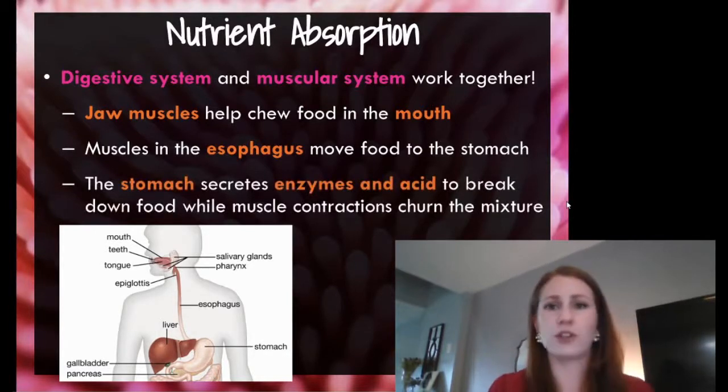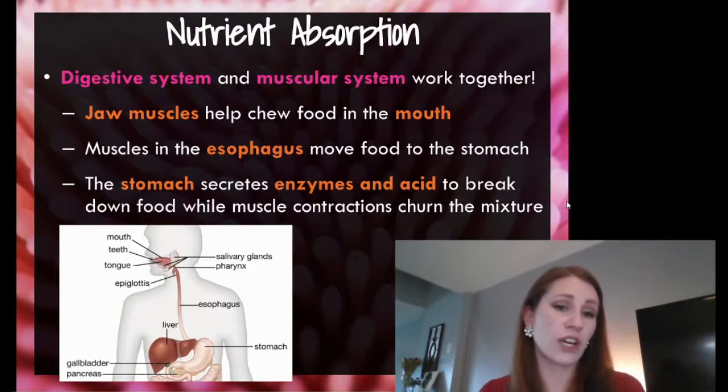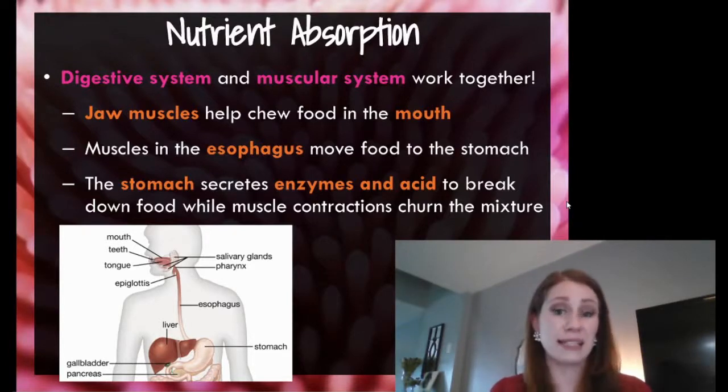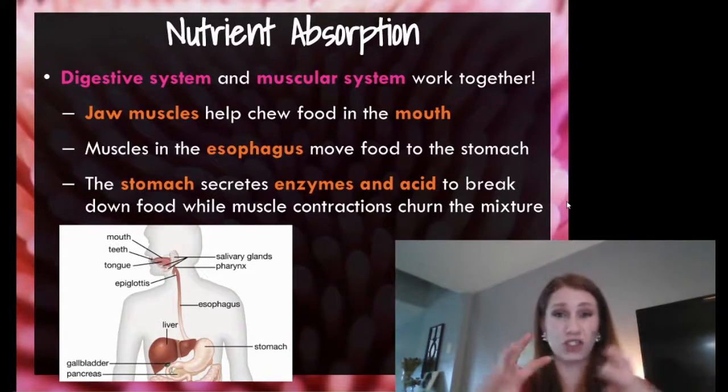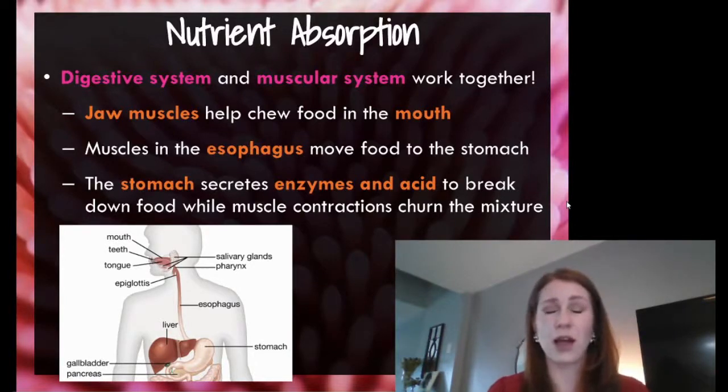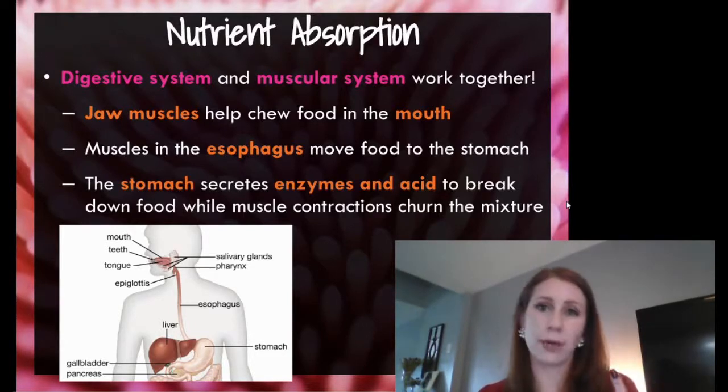The stomach's job is to secrete enzymes and acid to break down the food. So we have chemical digestion with these enzymes and acids, and we also have physical digestion when those muscular contractions churn the mixture in the stomach. So these are the two main ways that we break down food, physically and chemically.